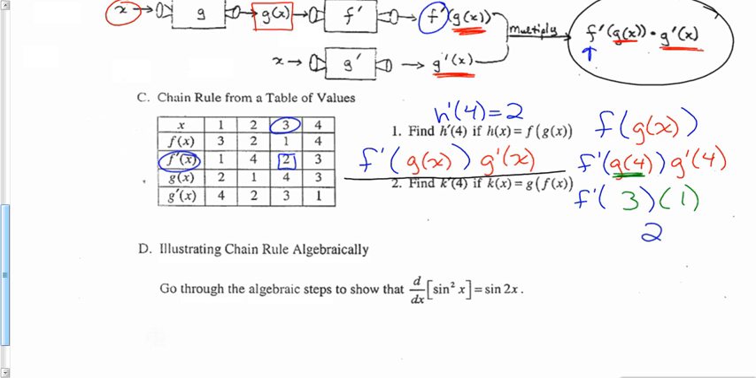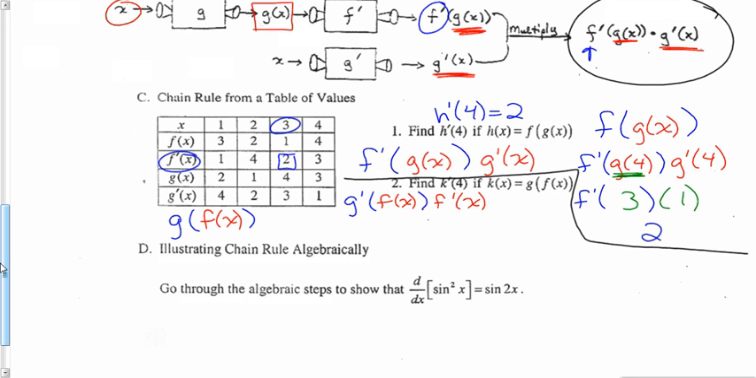For the next one, we're now finding k prime of 4, and k is g of f of x. So the first thing I'm going to do is rewrite that with the outside and the inside. So g of... my inside is now f. So when I take the derivative, it's the derivative of the outside. I still keep the same inside, which is my f of x, and then I multiply by the derivative of the inside, which is f.